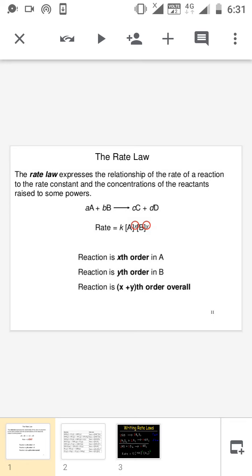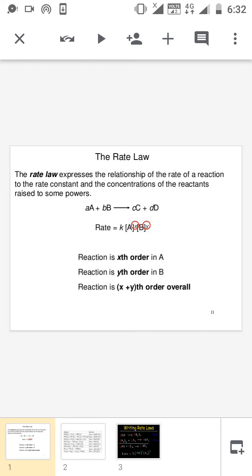So, the rate law or rate equation is the representation of the rate of a reaction in terms of a mathematical representation. The rate of a reaction is directly proportional to the molar concentration of each of the reactants. So, rate law is the mathematical representation of the rate equation or rate of a reaction.